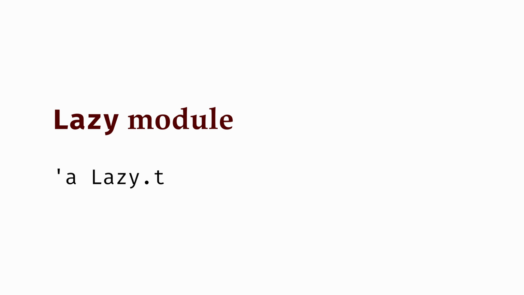To create a new lazy value, we can use the lazy keyword, followed by the expression whose computation we want to delay. And if we have a lazy value and want to force it, we can use the function lazy.force. This works essentially the same way our thunks did.